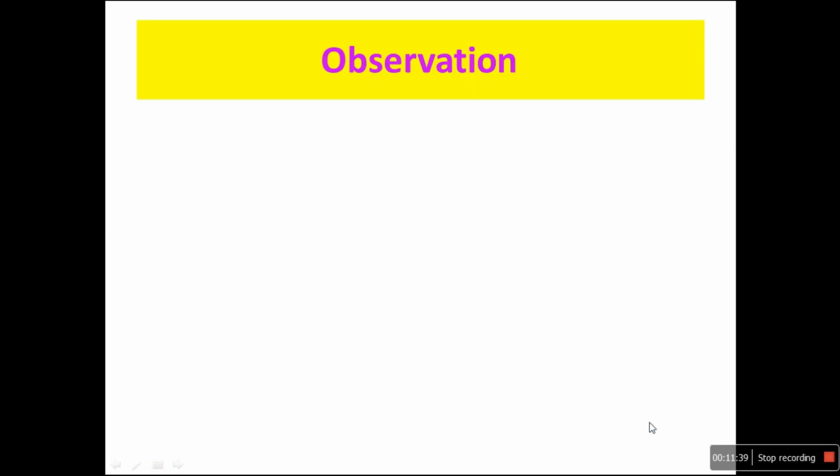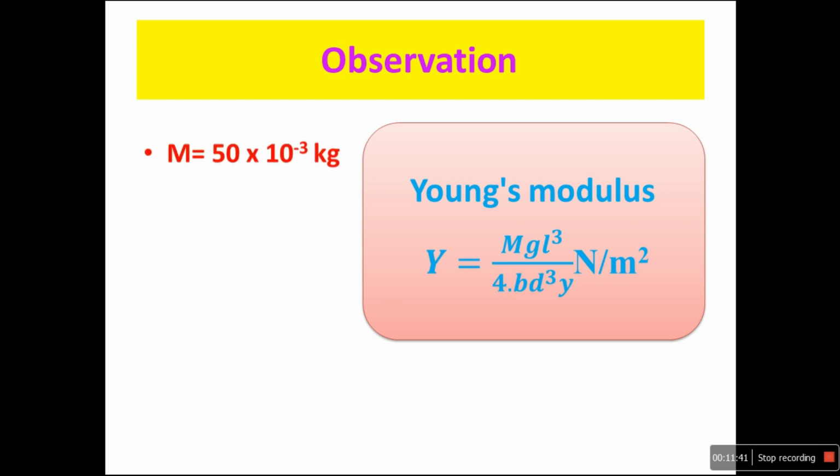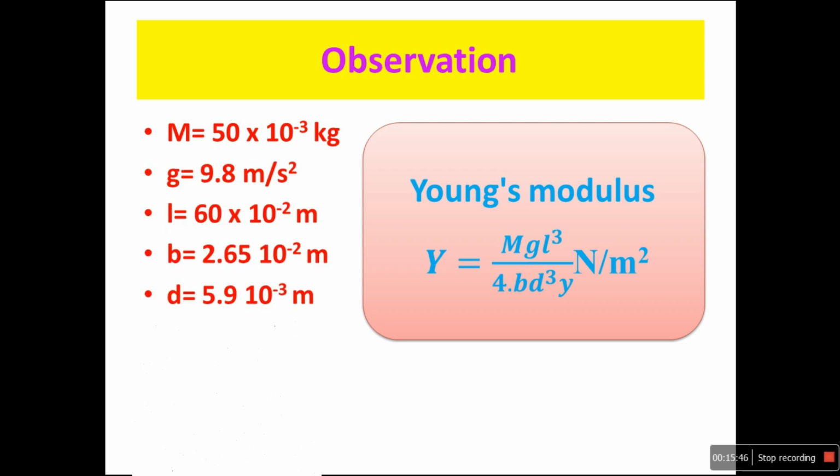Now we are going to do the calculation. Before that we list out the observations. Mass is equal to 50 into 10 power minus 3 kg, since we are adding 50 grams in every step. And g is a constant equal to 9.8 meter per second square. L is the distance between two knife edges, equal to 60 into 10 power minus 2 meters. Breadth, found using the vernier caliper, is 2.65 into 10 power minus 2 meters, and D is the thickness of the scale, calculated using the screw gauge, around 5.9 into 10 power minus 3 meters.